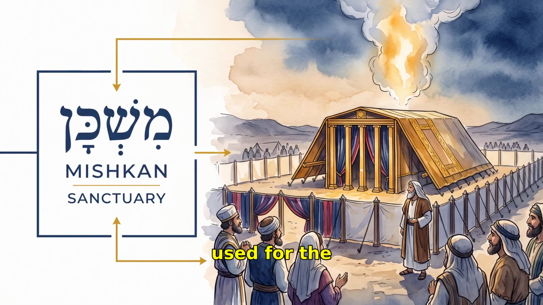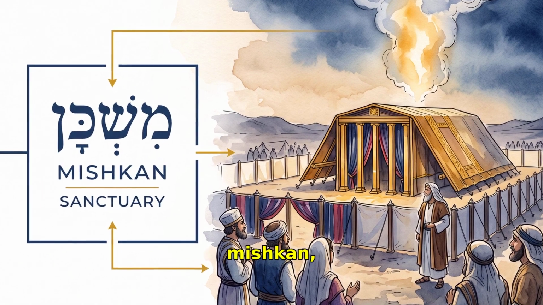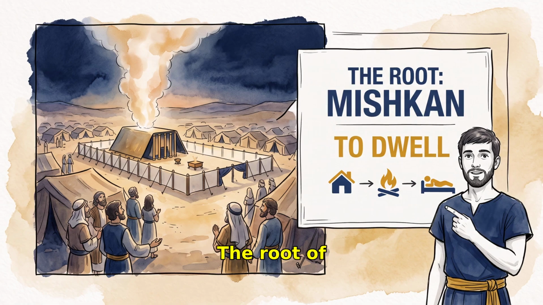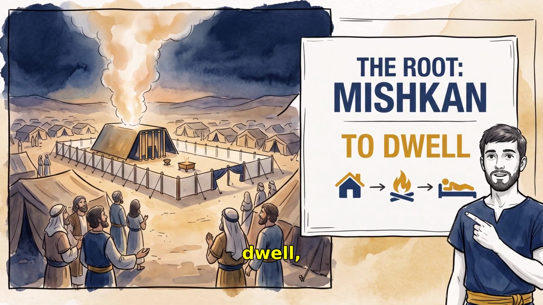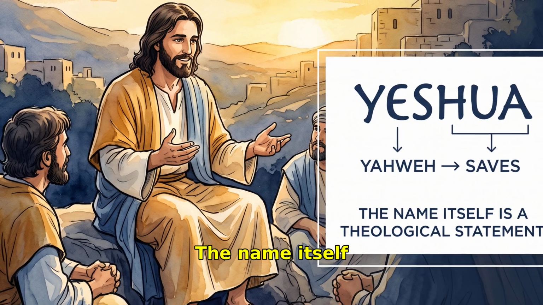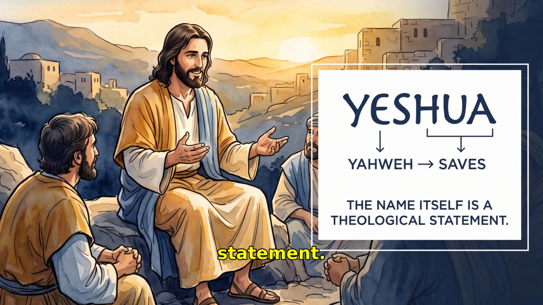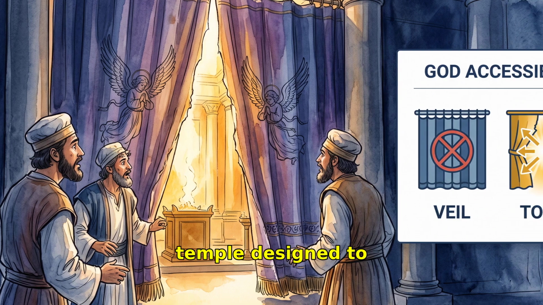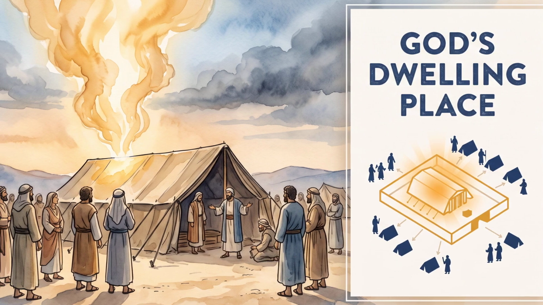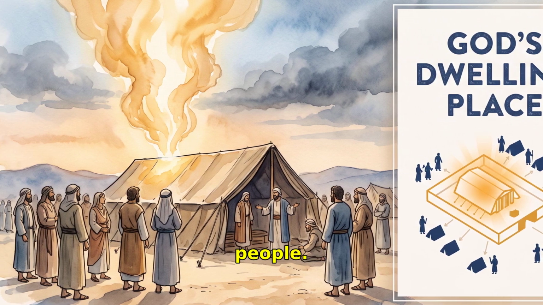The Hebrew word used for the sanctuary here is mishkan, spelled mem shin kaf nun. The root of mishkan means to dwell, to settle, to take up residence among. The name itself is a theological statement. This wasn't a temple designed to keep God at a comfortable distance. It was a dwelling place designed because God wanted proximity to His people.